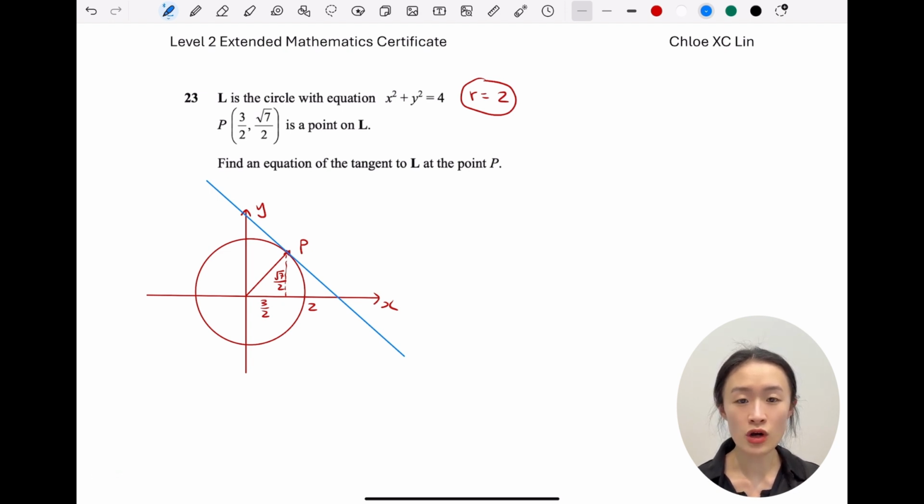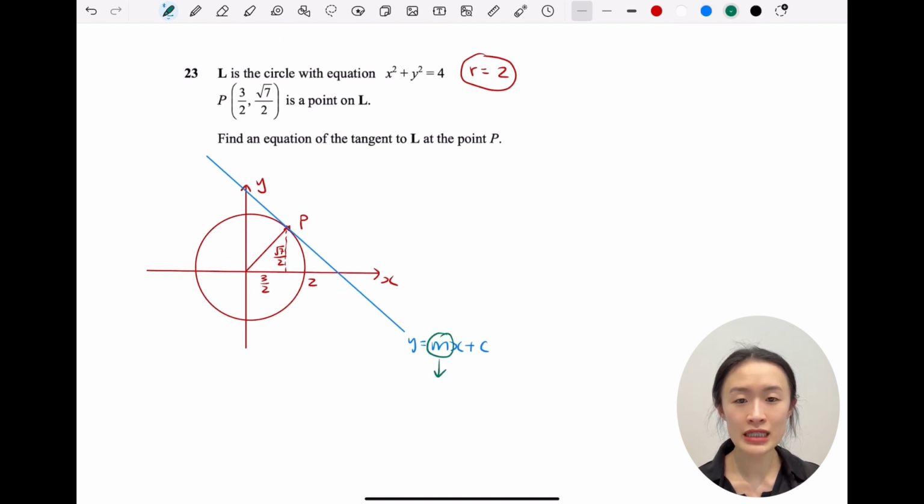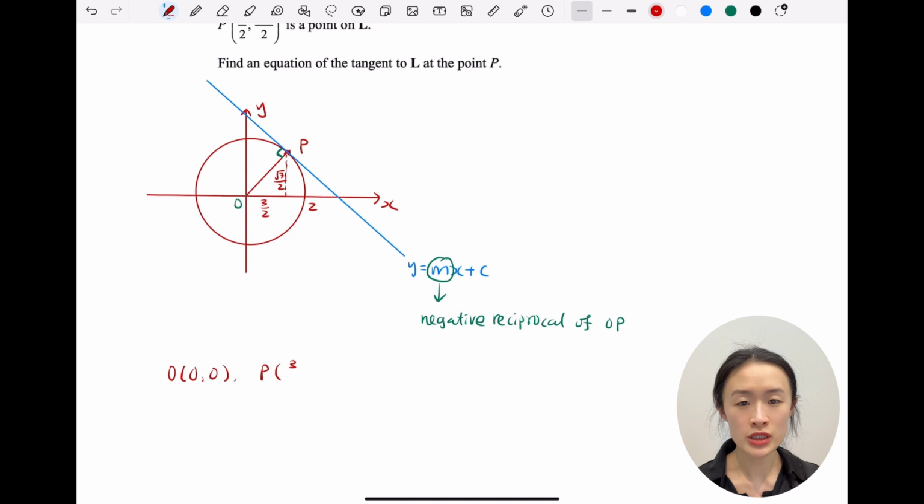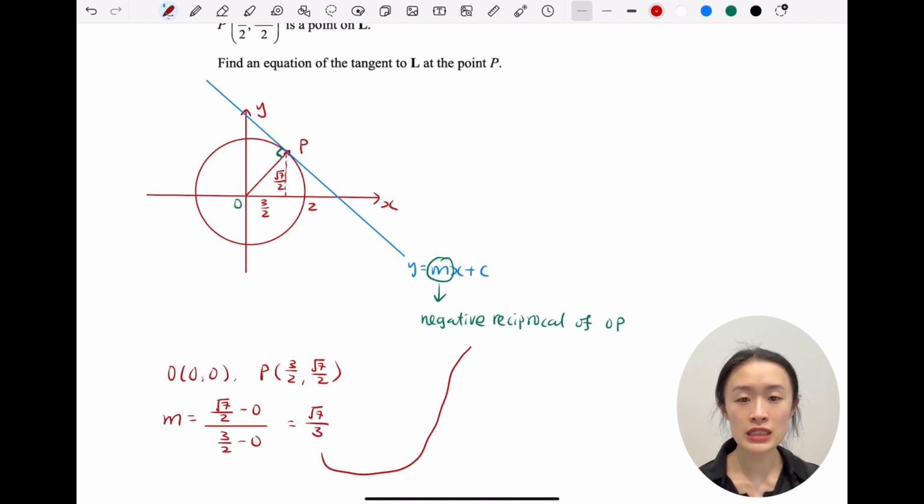The general equation of a straight line is y equals mx plus c, where m is the gradient. As we mentioned earlier, tangent and the radius are perpendicular. Therefore, this gradient is the negative reciprocal of the gradient of OP. So that means we need to work out the gradient of OP. We know the coordinates of O, which is (0, 0), and the coordinates of P. To work out the gradient, we need to do change in y over change in x. And that gives us root 7 over 3. Therefore, the gradient of the tangent line should be negative 3 over root 7. And if we rationalize this, that gives us negative 3 root 7 over 7.